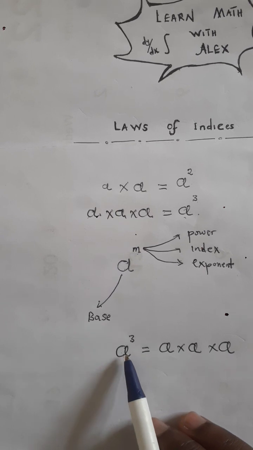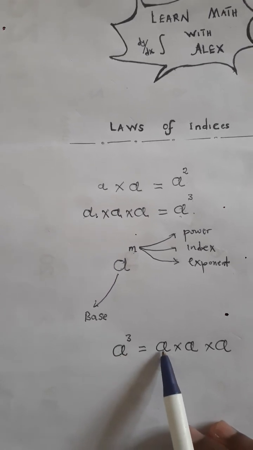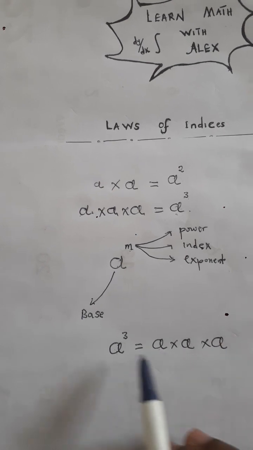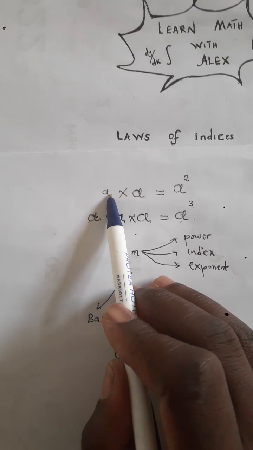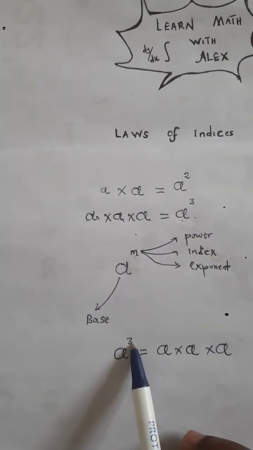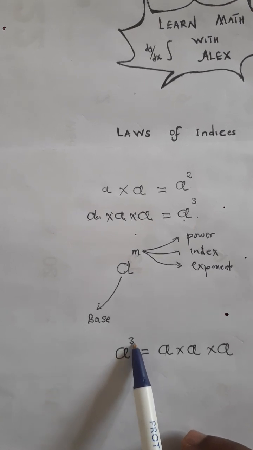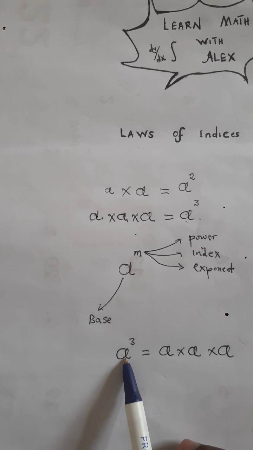As you can see, we are saying a to the power 3, so it means we're going to multiply this a by itself how many times? 3. You can count 1, 2, 3. That's a 3 which is there. Even here we have 1, 2. That's a 2 which is there. So the exponent or the power gives you how many times you're going to multiply the base by itself.